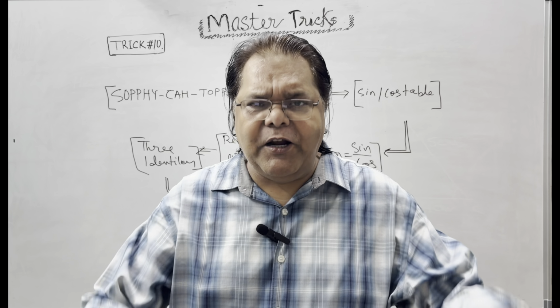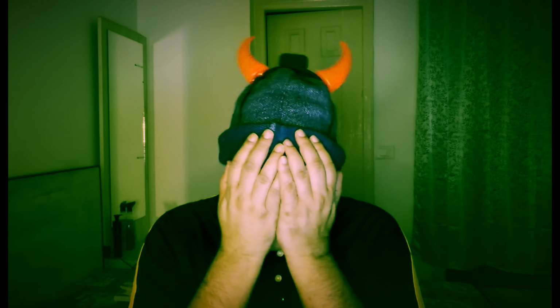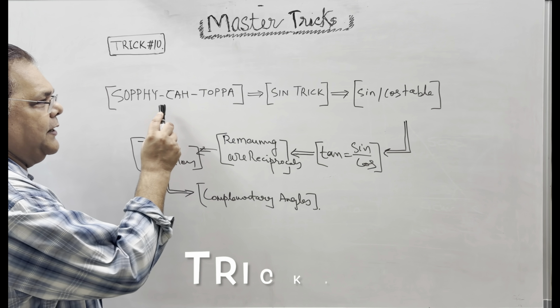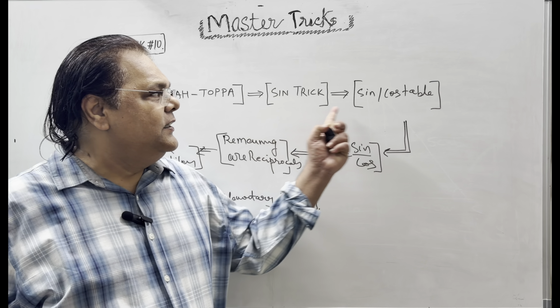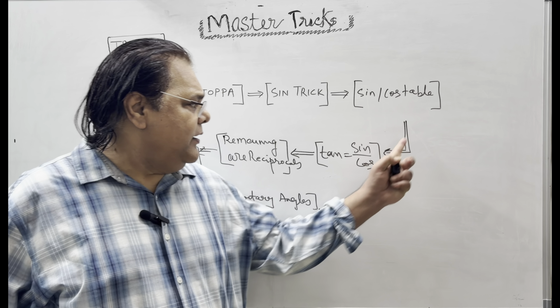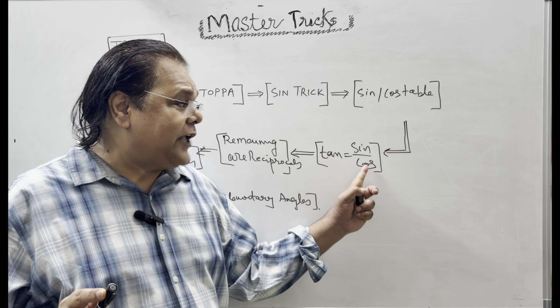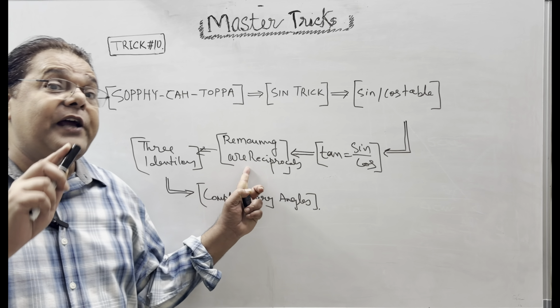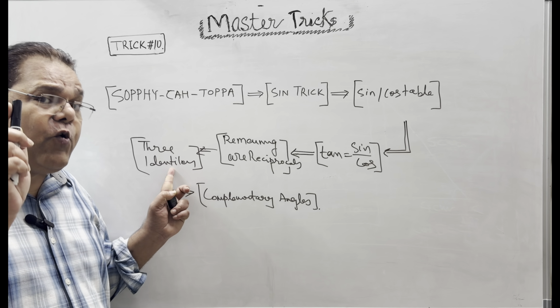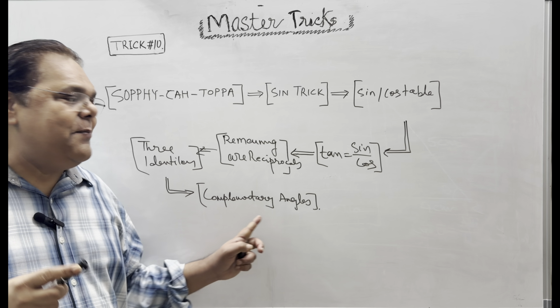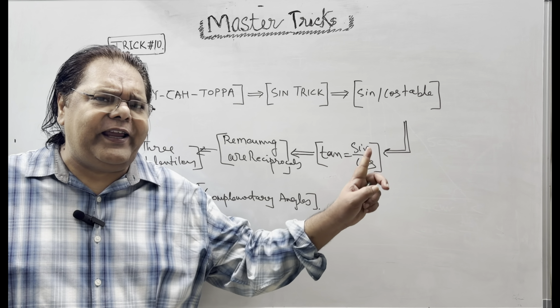Let's learn the final master trick. This is not the final trick. No. Remember Sophie Topa? Remember the sine trick? Remember the sine cos table? Remember tan is equal to sine by cos? Remaining are reciprocals. 3 identities. You just have to remember one identity. And the complementary angles. That's all in trigonometry.